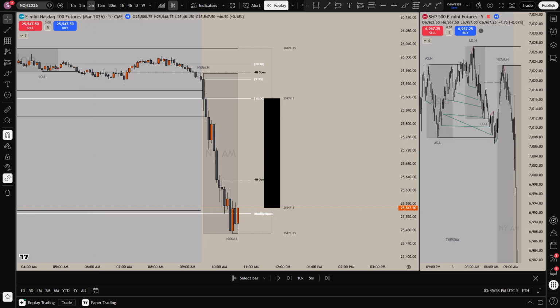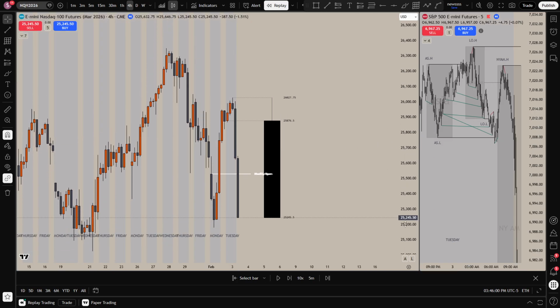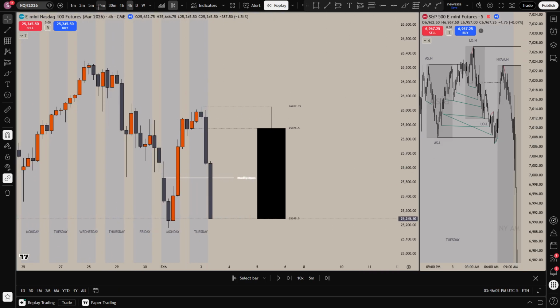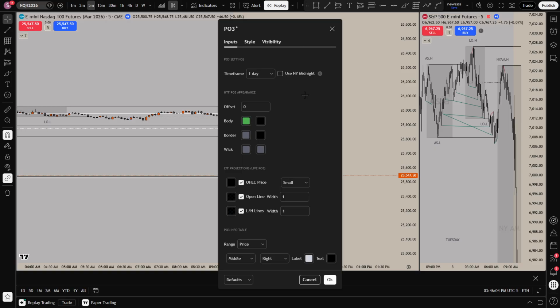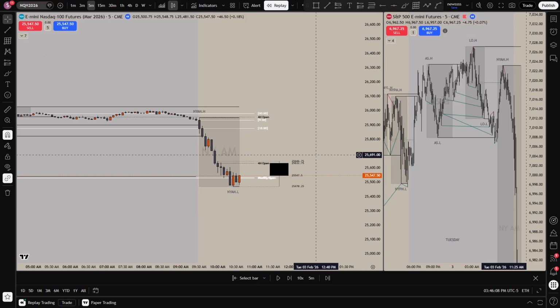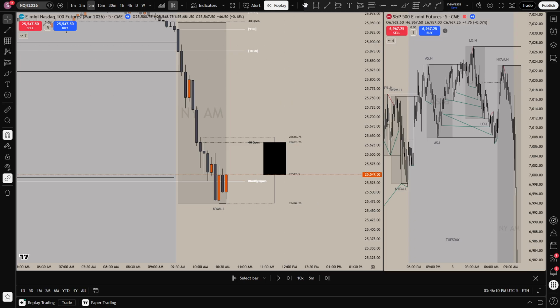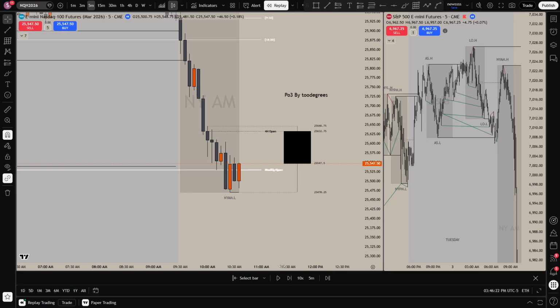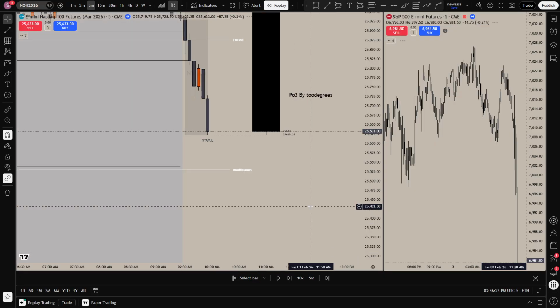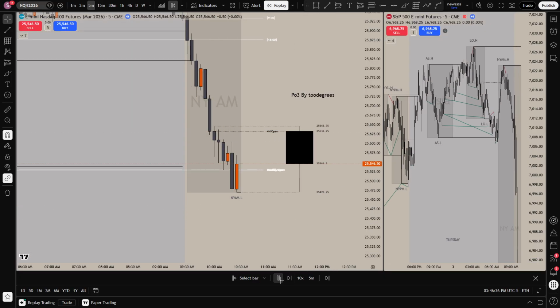You can also go on the 4-hour. You can also use the 4-hour on this indicator. All you have to do is come in and, boom, change it to 4 hours. This indicator is PO3 by 2 degrees or something like that. I think that's how you spell it, but this is the indicator. You can use the 10 a.m. open as well for the same thing, right?